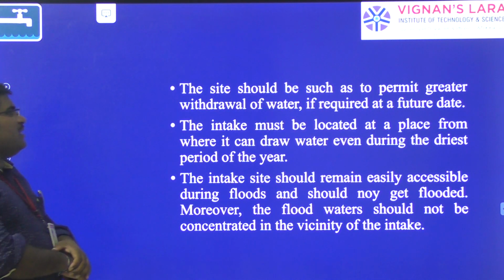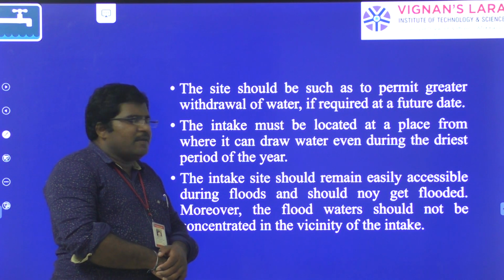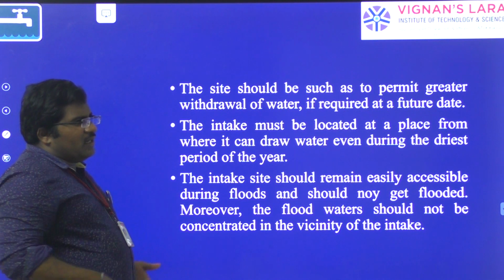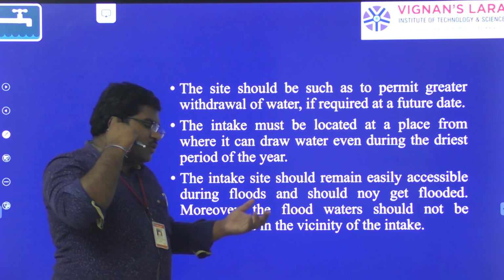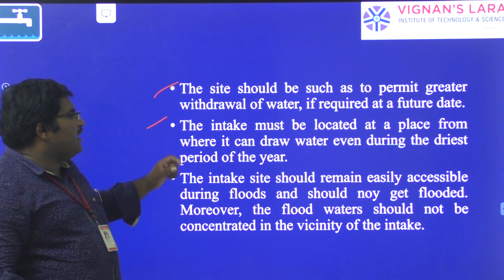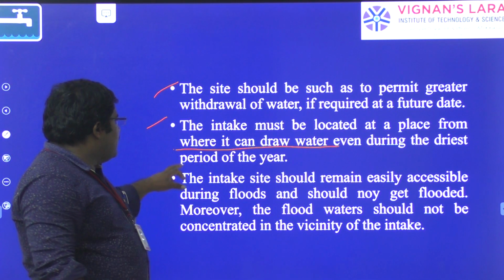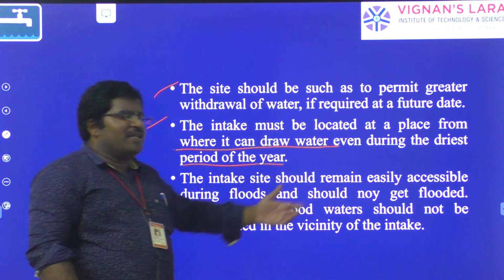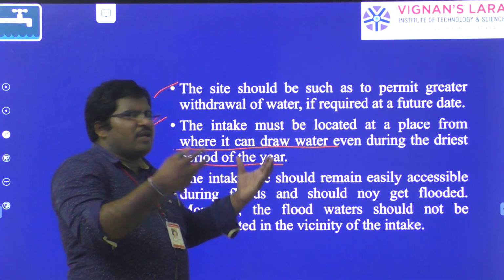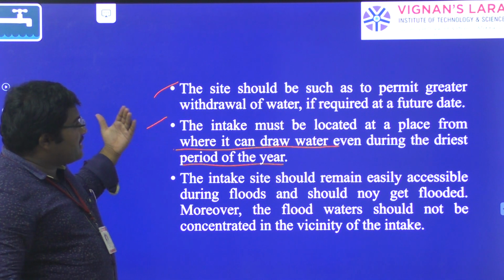Next, the site should be such as to permit greater withdrawal of water if required at a future date. The site should be able to get more water, and even in the dry season the intake should get water. Next, the intake must be located at a place from where water can be drawn even during the driest period of the year. Even if there is less water, the intake should be able to collect it, so that is the kind of site you have to locate.